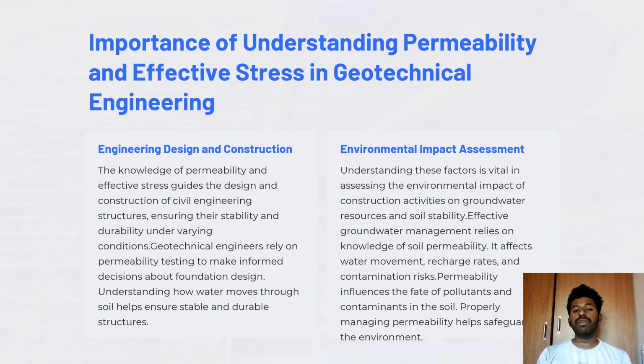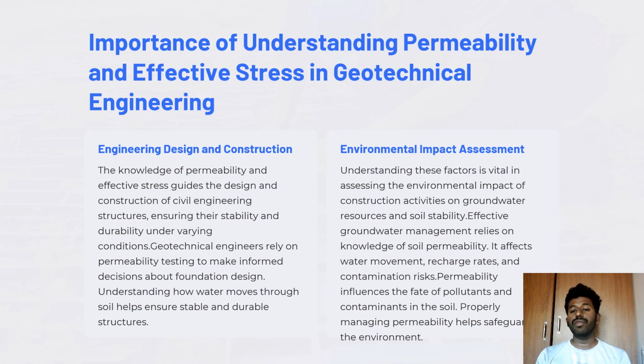What is the importance of understanding permeability and effective stress in geotechnical engineering? Engineering design and construction. The knowledge of permeability and effective stress guides the design and construction of civil engineering structures, ensuring their stability and durability under varying conditions. Geotechnical engineers rely on permeability testing to make informed decisions about foundation design. Understanding how water moves through the soil helps ensure stable and durable structures.